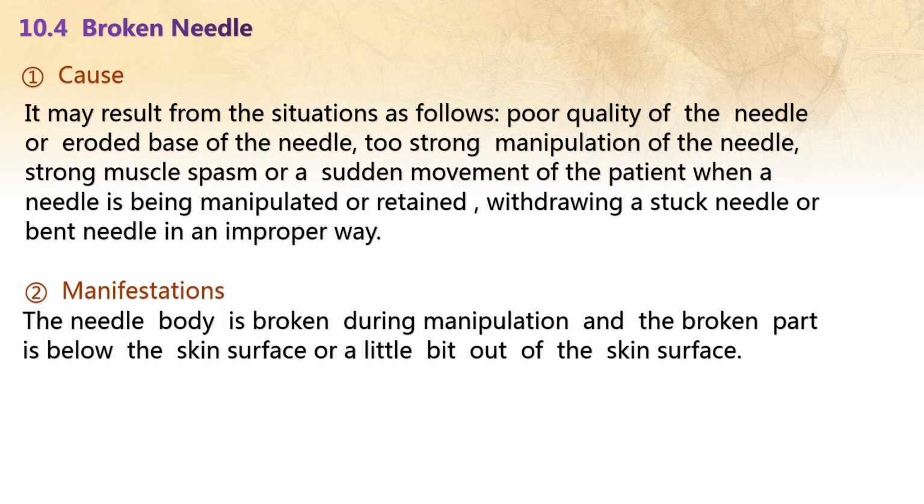Fourth, broken needle. Cause. It may result from the following situations: poor quality of the needle or an eroded base of the needle, too strong manipulation of the needle, strong muscle spasm or a sudden movement of the patient when a needle is being manipulated or retained, withdrawing a stuck needle or bent needle in an improper way. Manifestations. The needle body is broken during manipulation and the broken part is below the skin surface or a little bit out of the skin surface.